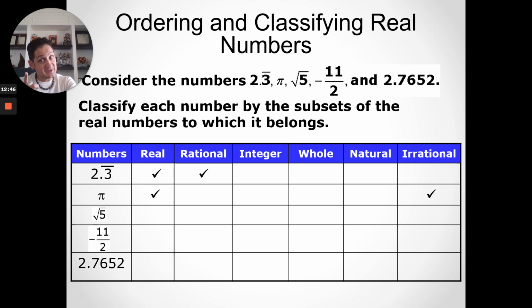Root 5, same deal. The square root of 5 is like 2.2, I don't know, I'm approximating. It's real because they're all real, but it goes on forever. It never repeats. Most radicals are irrational.